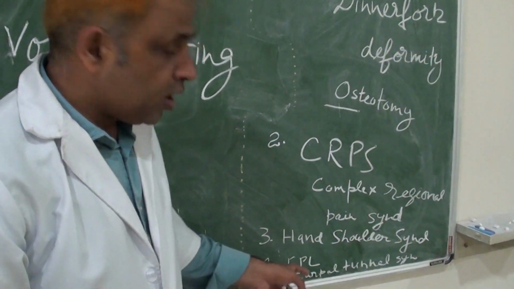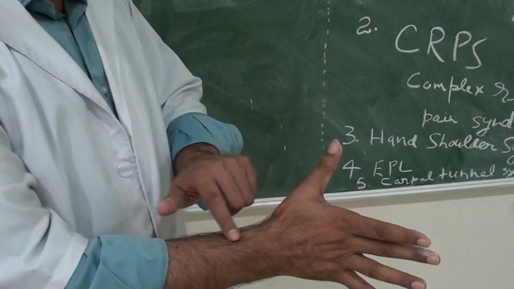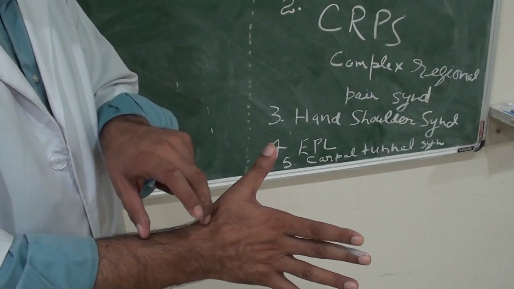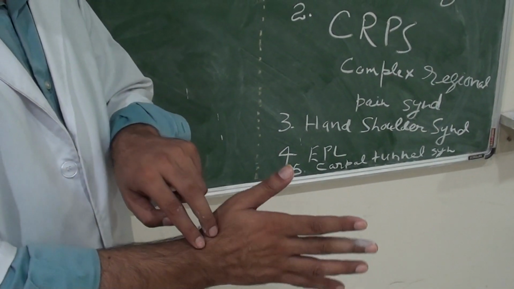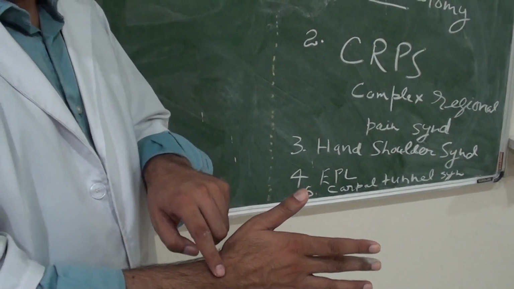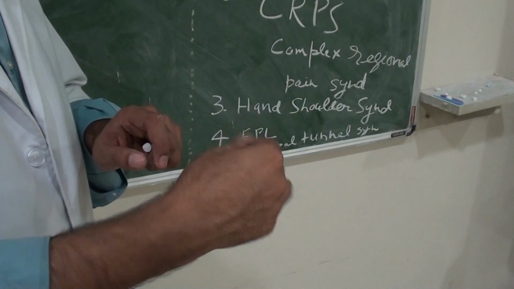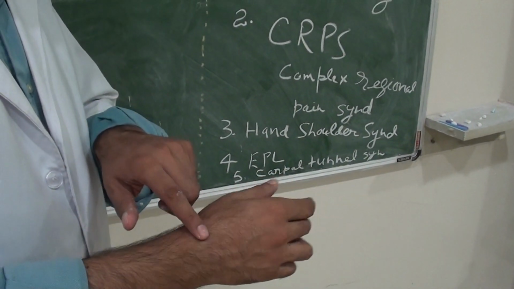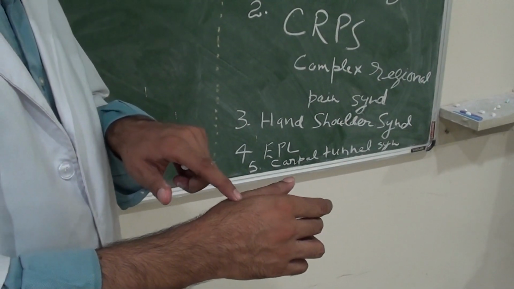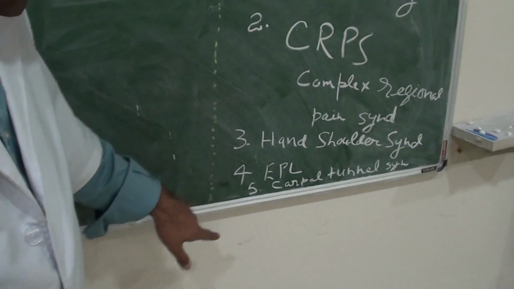Another complication is EPL rupture. We have the tendon of extensor pollicis longus. This is the tendon of EPL. If the fragments are malpositioned, this tendon will always rub against the fragments and it will rupture. They call it drummer's palsy because drummers use it while they beat the drum. This tendon is important for them, so they also get this tendon rupture. So this is also called drummer's palsy.